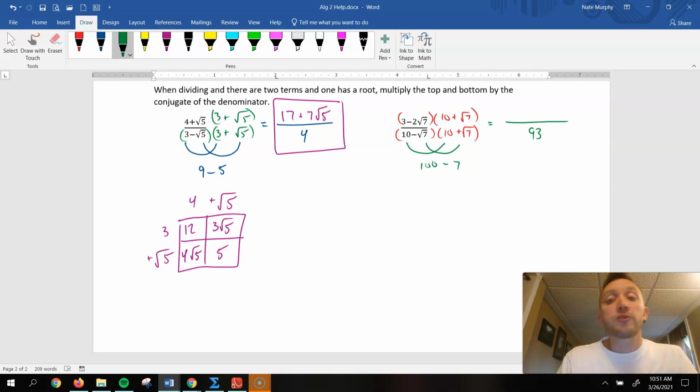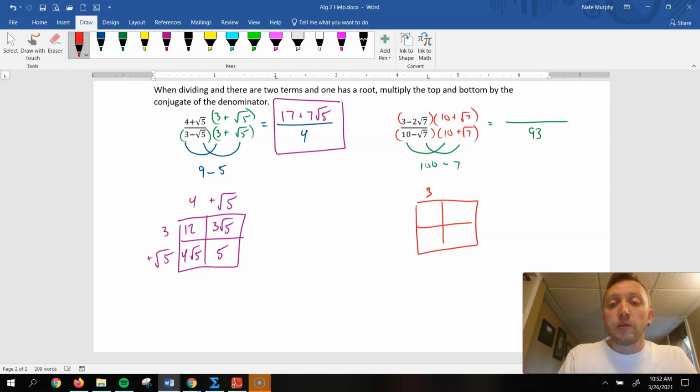But let's look at the numerator. For the numerator, you're still going to want to use that box method or the FOIL method. When you're doing this box method, by the way, it doesn't matter if I put the 3 minus 2 square root of 7 on top or on the side. You'll still get the same answer no matter what. All right, so let's multiply these together.